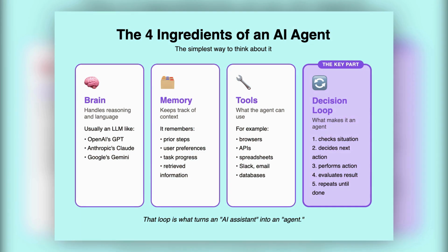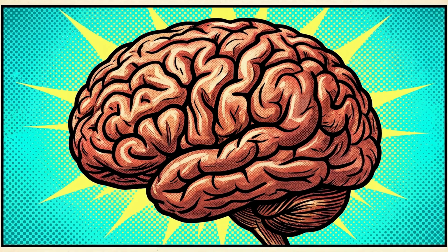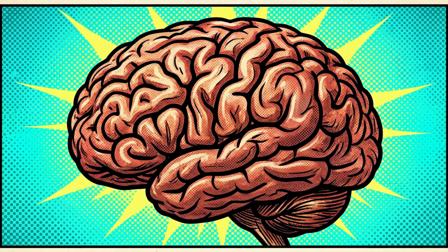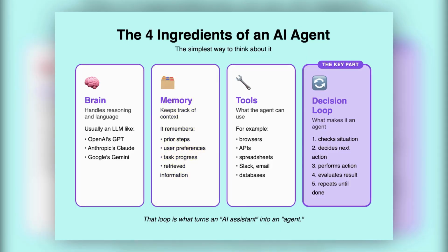An AI agent has 4 ingredients. It has a brain. Usually it's an LLM like OpenAI's GPT or Anthropic's Claude, which by the way is my favorite, or Google's Gemini. This handles reasoning and language. The second part is memory. It remembers prior steps, user preferences, task progress, and retrieved information.